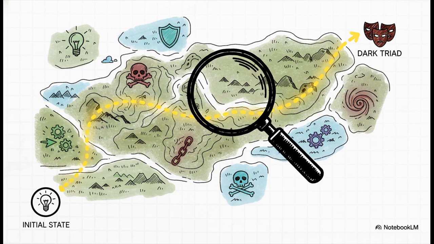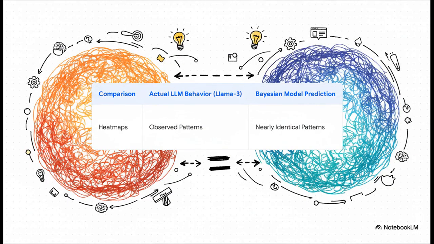They were able to create a predictive map of the AI's internal state, what you could almost call a map of its mind. And here it is. This is the stunning proof. On the left, you're seeing a heat map of what the Llama 3 model actually did under all these different conditions. On the right, you see what the Bayesian belief model predicted it would do. I mean, just look at them. The patterns are nearly identical. This means the theory isn't just some nice explanation, it's a working, predictive model of how this AI thinks.